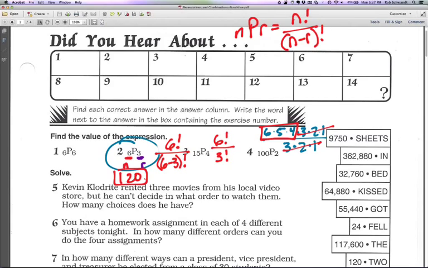So this is the longer video explaining permutations. Now I'm going to do a couple more videos, going a little bit quicker through them.